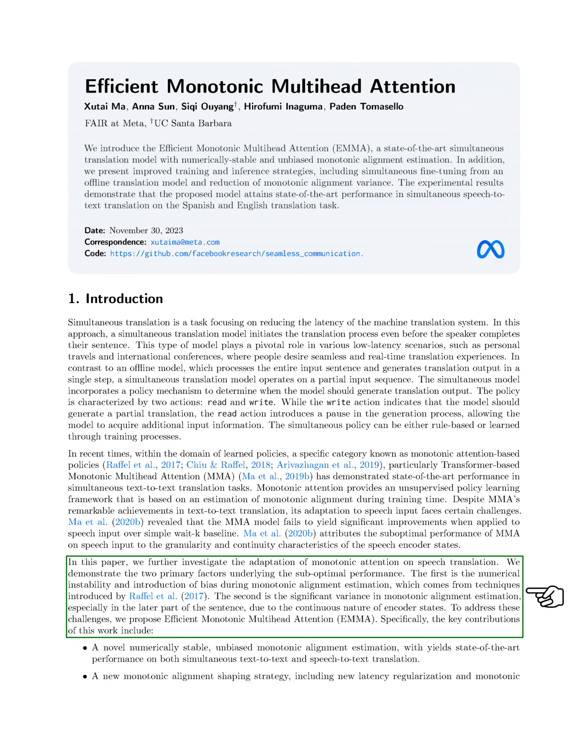In this paper, we delve deeper into the use of monotonic attention in speech translation. We identify two main reasons for its underperformance. The first is the numerical instability and bias introduced during monotonic alignment estimation. The second is the high variance in monotonic alignment estimation, especially towards the end of a sentence, due to the continuous nature of encoder states.